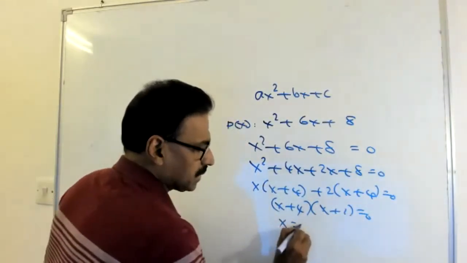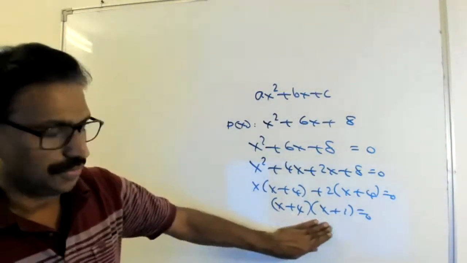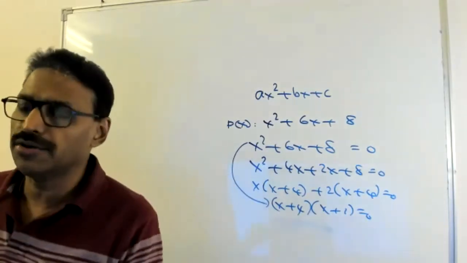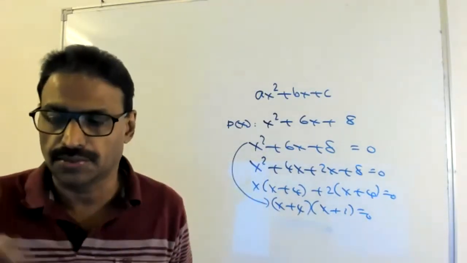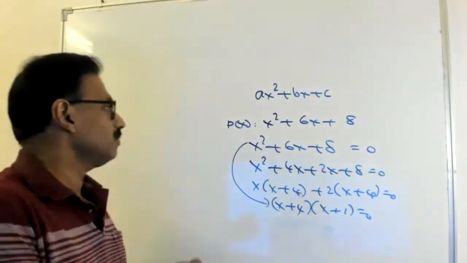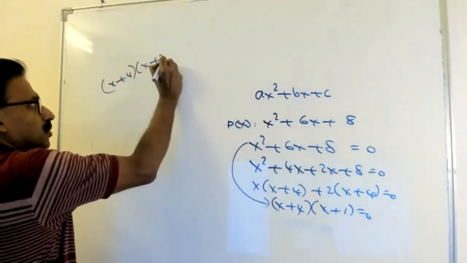So what you can say, x equal to... okay, we got like this. If you are smart, you can directly write it, there is no issue, because we don't want to do steps here. Directly you can write x plus 4 into x plus 2 equal to 0.